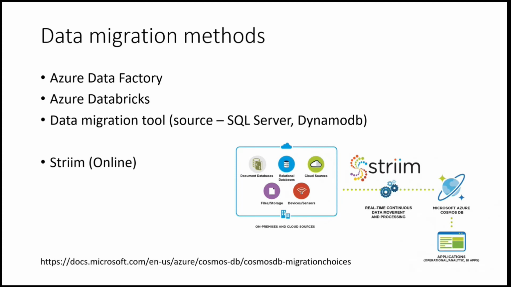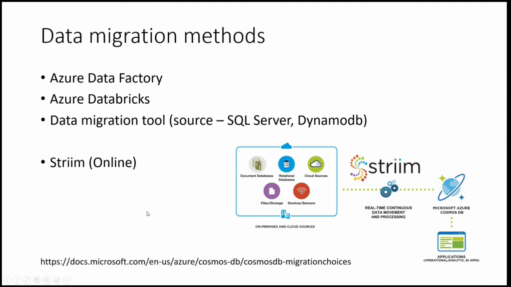Third one is the data migration tool. So we have this desktop tool called the data migration tool that you can use if you're migrating from sources like SQL Server, DynamoDB. There is this documentation that we have that has a table of which is the best migration tool to use depending upon the source, and the target will of course be Cosmos DB. So you can refer to this.